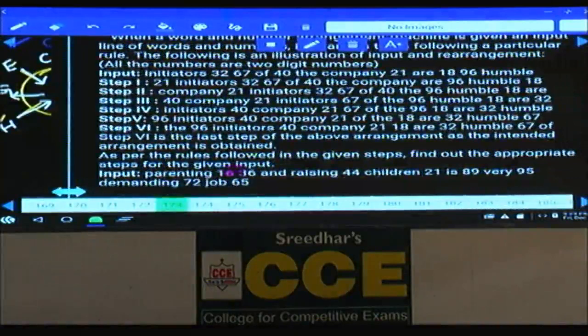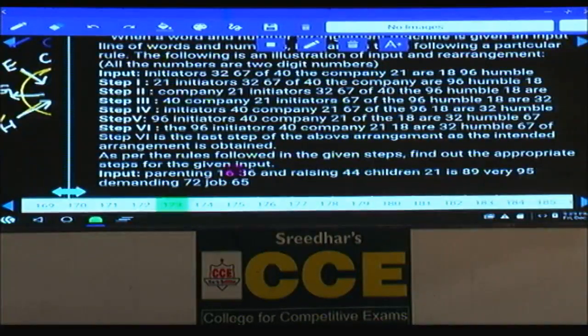Now in this input and output, tell me how many elements are given in the input. 3, 4, 5, 6, 7, 8, 9, 10, 11, 12. In total we have 12 elements. With 12 elements and 6 steps, in each step exactly 2 elements were fixed. Then coming to these numbers, what happened to the number here?